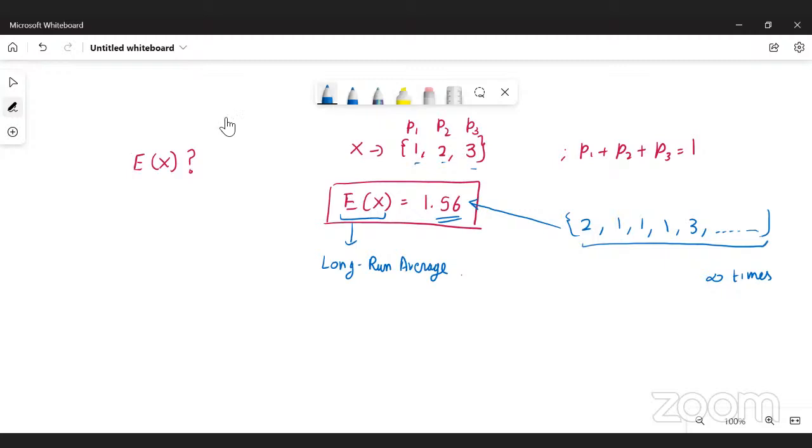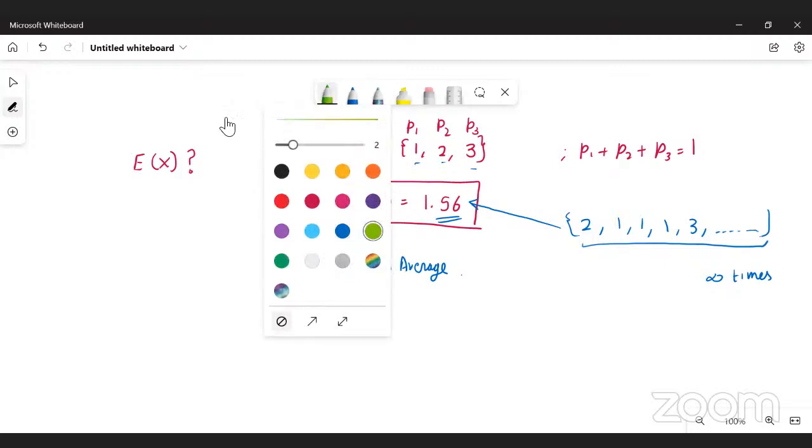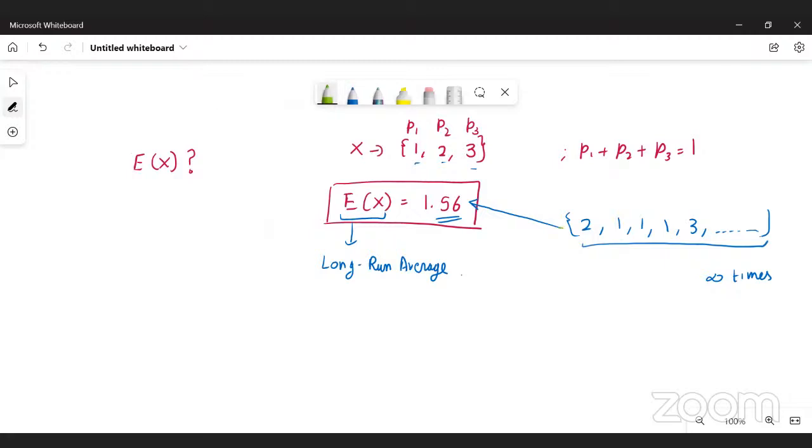Okay. Or in other words, this is the basic conceptual definition of it. If you look at it from the formulation perspective, so if you recall, how do we compute expectation? It is just a sum of the value that random variable takes times the probability of occurrence of that value of the random variable, right?